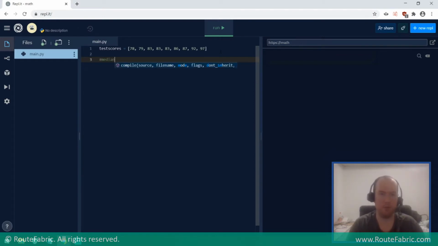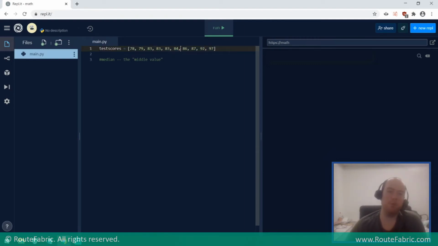The first is median, which is the middle value. We have 9 elements here, but if we had 10, let's say we had an 84 in here, there is no middle value because 10 is an even number. So what you do with the median when you don't have a middle number is you take the two middle numbers and average them. So you do 83 plus 84 and then divide by 2. The middle value in this case would be 83.5. But let's just remove this 84 for now, just for our example. So the middle value here would be 83.